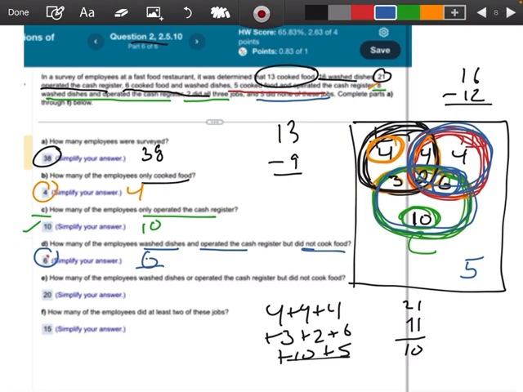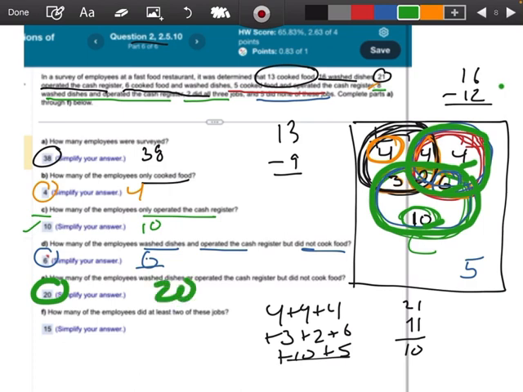How many of the employees washed dishes or did the cash register but did not cook food? So I'm going to take everybody in the washing dishes circle right here and everybody in the cash register. Now I want all of those except for the ones that cook food. So I'm going to pick 4, 6, and 10, and if I add those together, that gives me my 20.